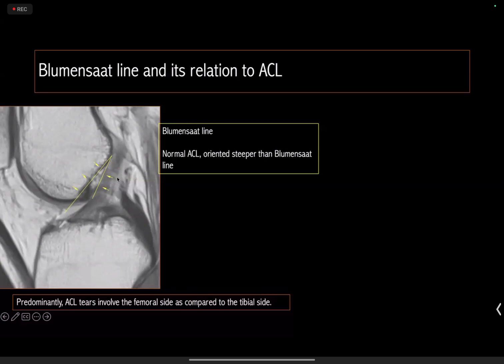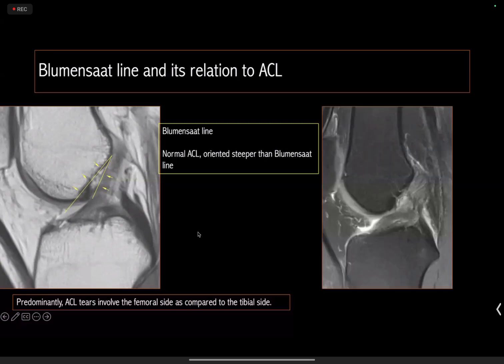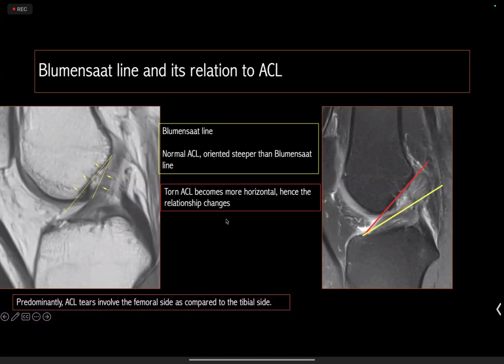This is primarily helpful when we are dealing with tears which are from the femoral end, so they certainly help us understand the anatomy. So once the ligament is torn from the femoral end, this relationship is altered. Like in this case, I am trying to plot the same Blumensaat's line, and I am trying to plot that line along the longitudinal axis of the ACL.